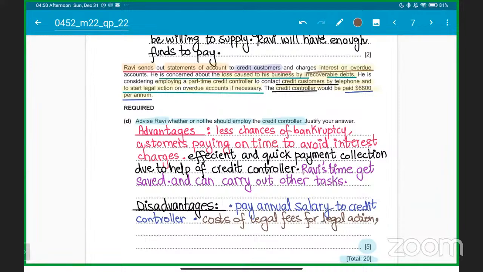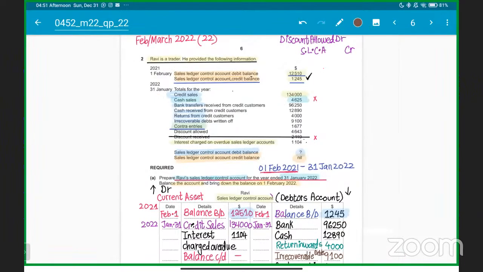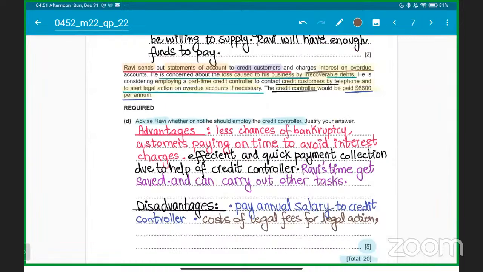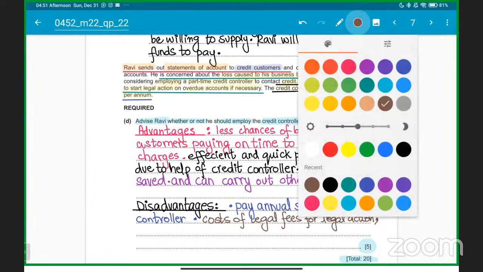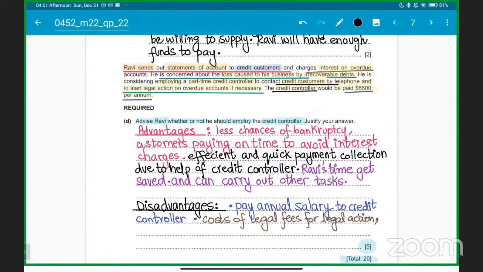And what is the guarantee? There is also no guarantee that all the debts will be covered, right? And salary will have to be paid. What happens? As we discussed, irrecoverable debts is a temporary account, right? It's not a permanent account. Maybe in some years, in some months, there are irrecoverable debts, in some years not. Still, you have to pay the annual salary. So we can say there is no guarantee of receiving all the amounts.